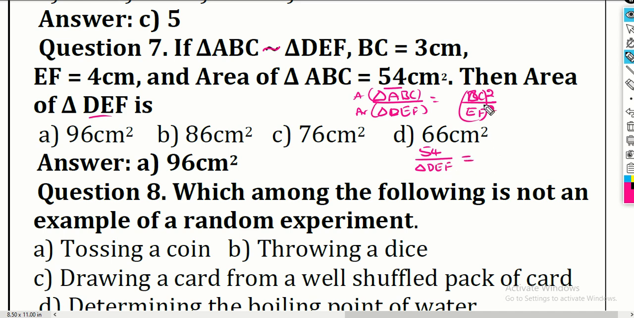That is equal to BC square, here BC is 3 square, divided by 4 square. 3 square is 9 and 4 square is 16. Then 54 divided by the area of DEF is 9 by 16, so you have to cross multiply. 9 ones are 9, 6 times 16 is 96. Therefore option A is the correct answer. By cross multiplying, 6 into 16, you get 96.